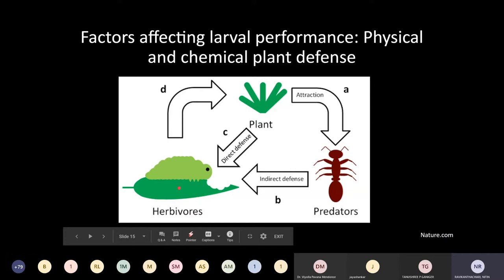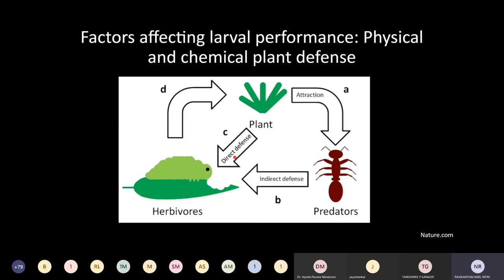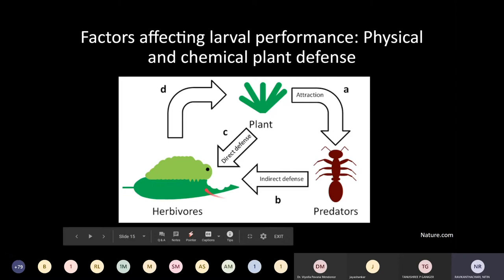So what happens is that the plant has direct defenses where it sends all its chemical compounds to the leaf, making it harder for the caterpillar to eat. But the caterpillar has specific gustatory receptors which can overcome these direct defenses, and it eats the leaf very well. Then the plant attracts predators using chemical signals, and you have ants and parasitoids coming in and attacking the caterpillars. And that is a kind of indirect defense.